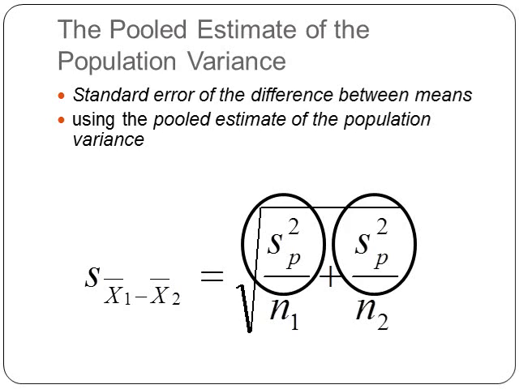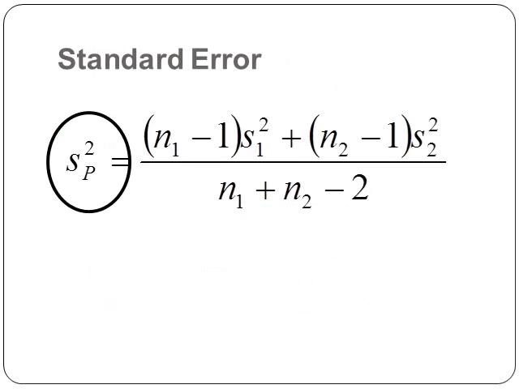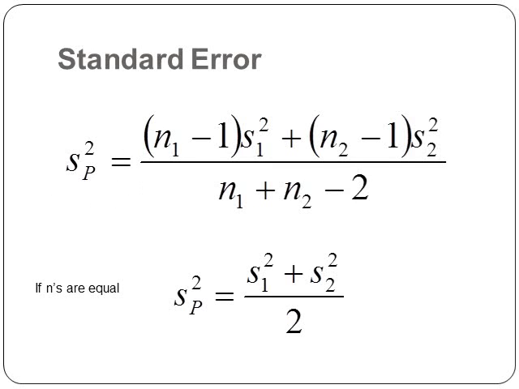Then we take that pooled estimate, that s squared p, and we place it into the calculation for the standard error. So we're going to use the pooled estimate to calculate the standard error. In eventually computing the standard error, step 1, we calculate the pooled variance, which is the equation we showed before. If the n's are equal, this is sort of a shortcut conceptually. We can take the variances and divide by 2.